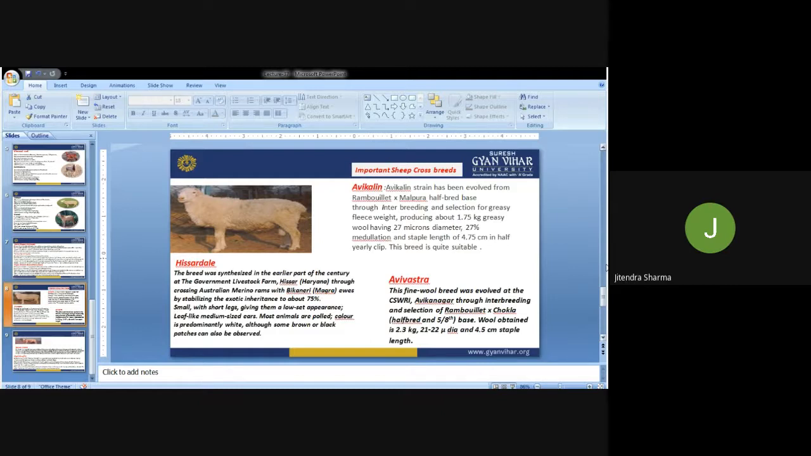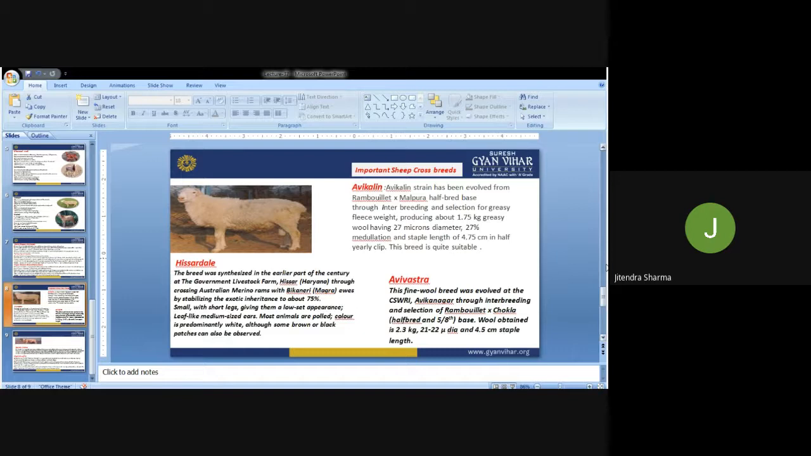Then the Hisardale, as we have already discussed, was formed at the government livestock farm Hisar through crossing of Australian Merino ram with Bikaneri Magra ewes, stabilizing the exotic inheritance at 75%. The animals have small short legs giving them a low set appearance, and leaf-like medium-sized ears. Most animals are colored white, although some brown or black patches can also be observed. Then we have Avivastra.